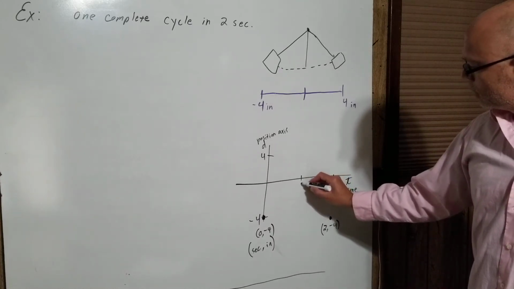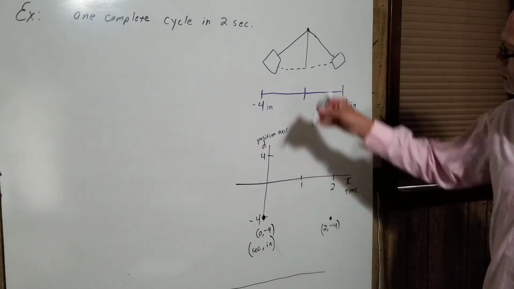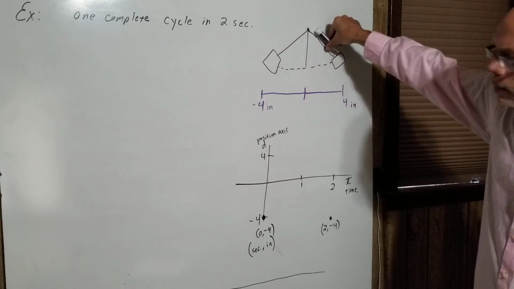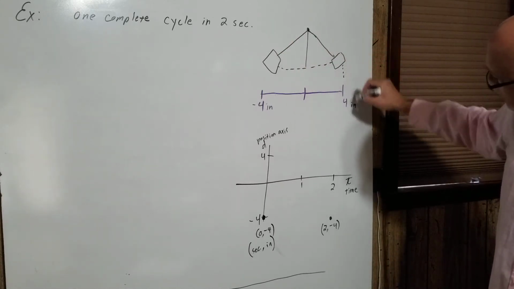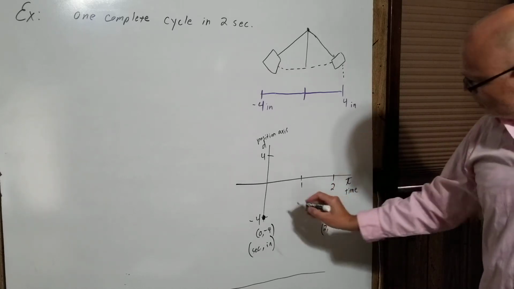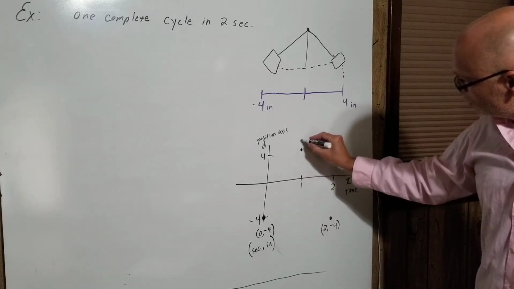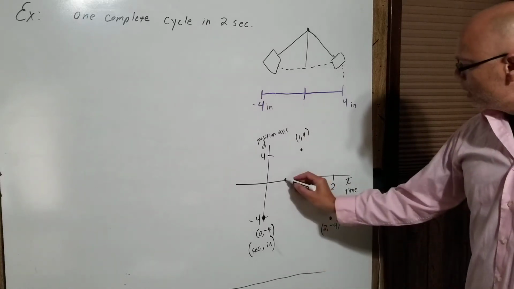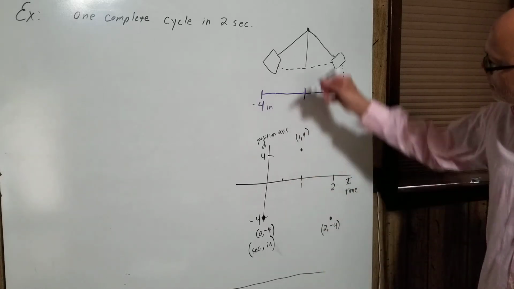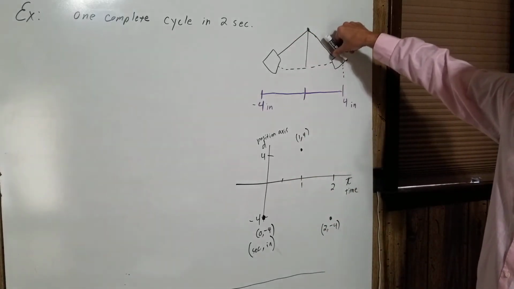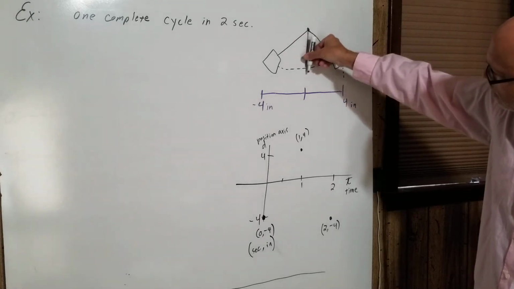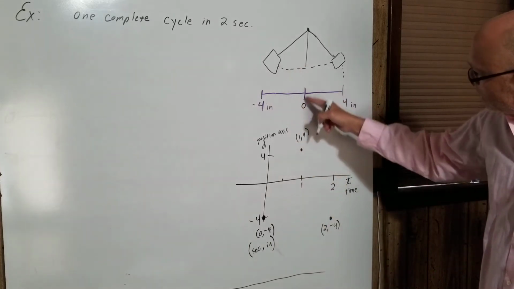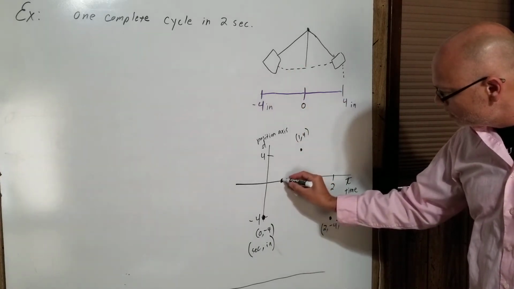So where would it be at 1 second then? If it takes 2 seconds to go back and forth, at 1 second, wouldn't it be over here? What's my position? 4. So at 1 second, I'm up here at 4. That's 1, 4. How about at a half of a second? Well, if it takes 1 second to get to here, in a half a second it would be right here at 0. So at a half a second I'm at 0.